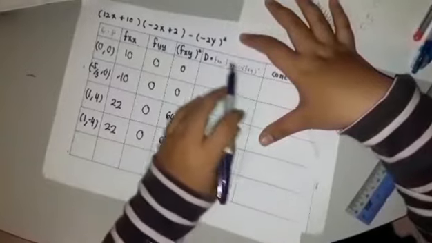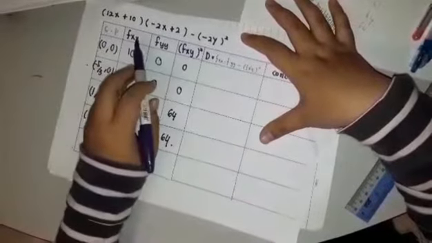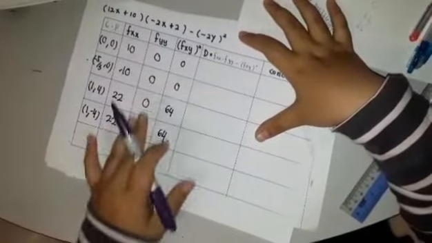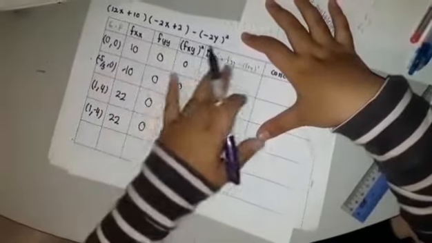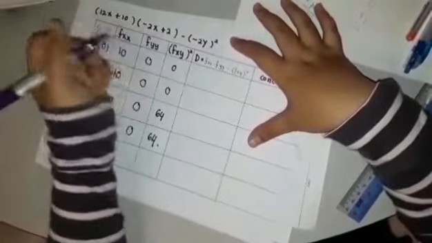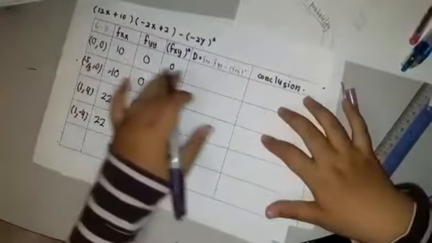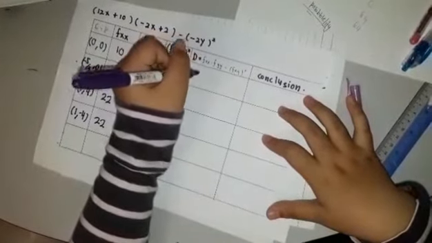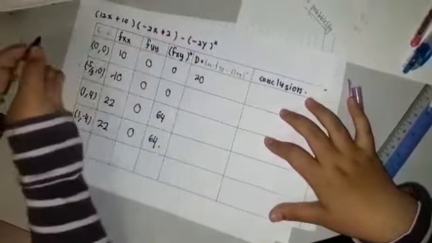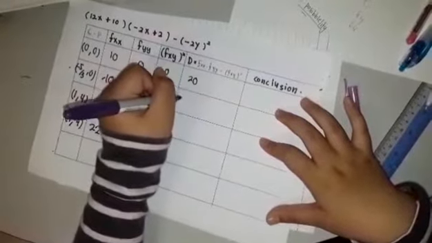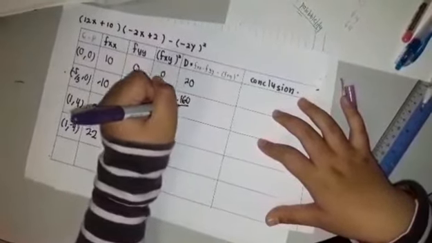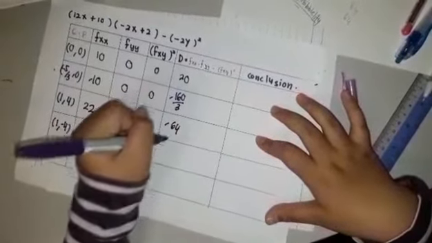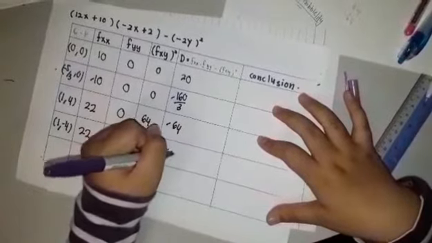For the D, we use the formula that the book gives, which is fxx times fyy minus fxy squared. Using this, for the first critical point, the answer for D is 20. The second is negative 160 over 3. The third is negative 64, and also negative 64 for the last.